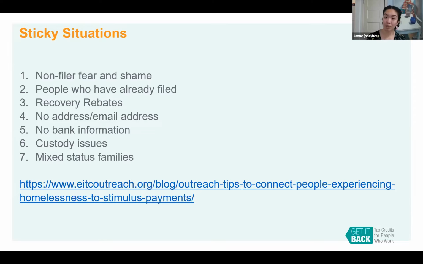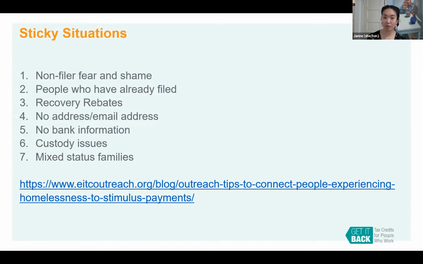A lot of people will have already filed their taxes. So if someone has already gotten their stimulus checks, it's really important to tell them to just sit tight and wait for the payment because you do not want to file a second tax return. So that's number 2.